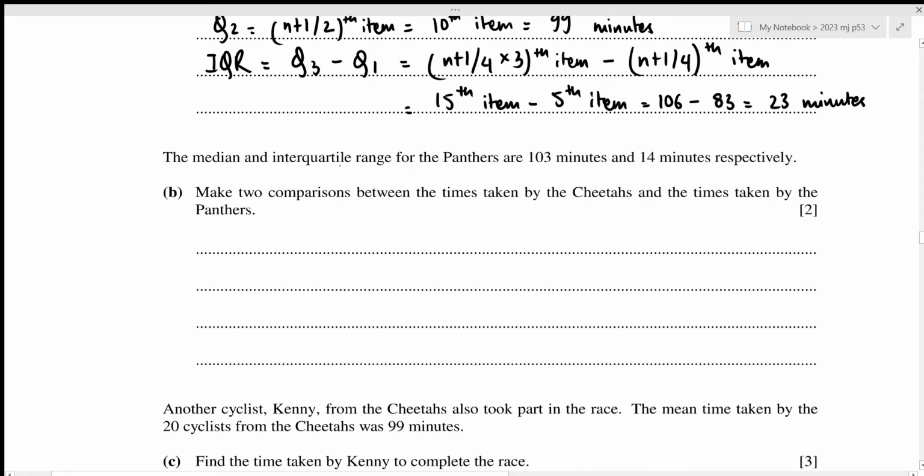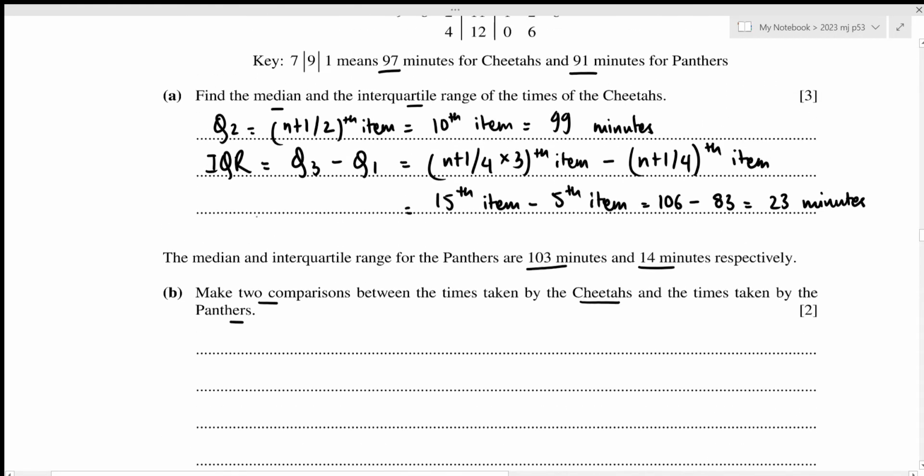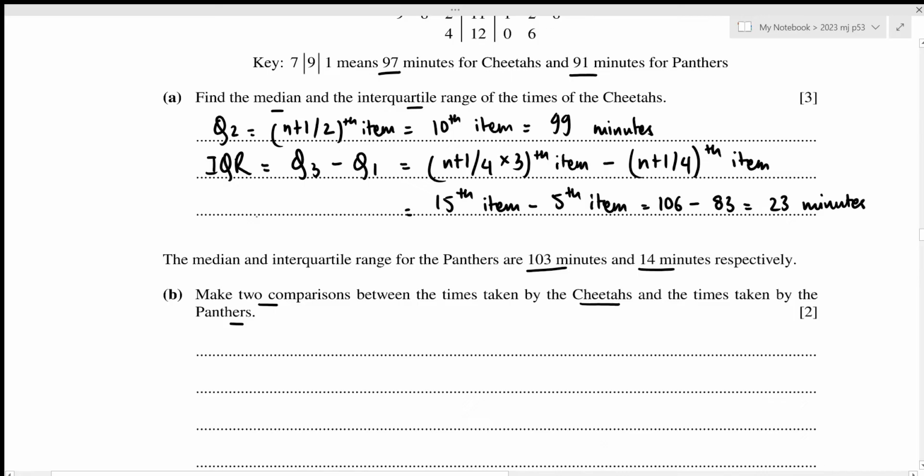Now the median and interquartile range for the panthers are 103 minutes and 14 minutes respectively. We need to make two comparisons between the times taken by the cheetahs and the times taken by the panthers. Remember that these are the times taken to complete a race, right? So we can compare the speed, which team was faster. In order to figure that out, we can compare the median, because median is the middle value between our lowest observation and the largest observation, right? The median for cheetahs is 99 minutes, whereas the median for panthers is 103 minutes.